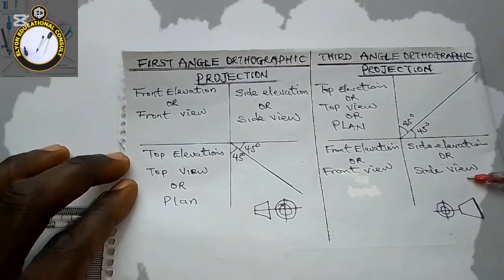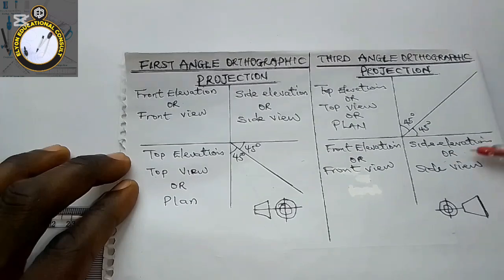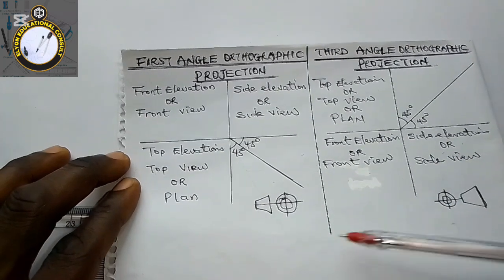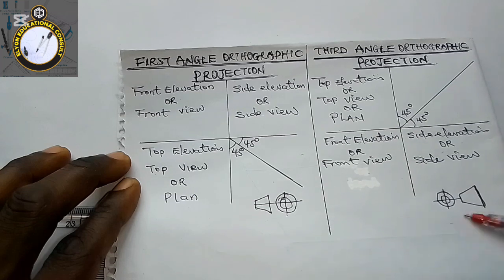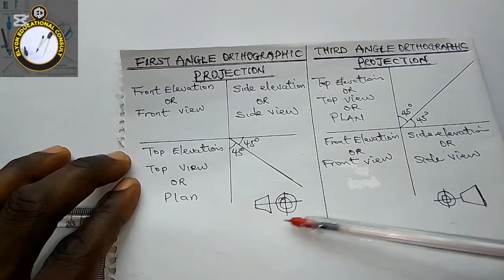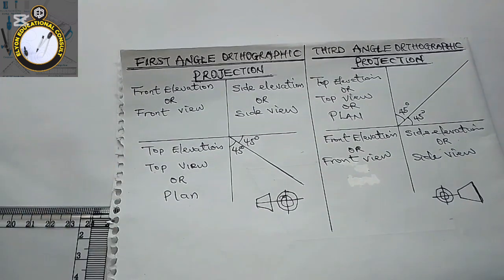Then we have our side elevation this way, and you can see the symbols as well. So you need to know the difference in the symbol for both first angle and third angle projection.